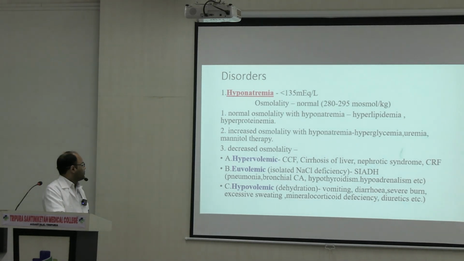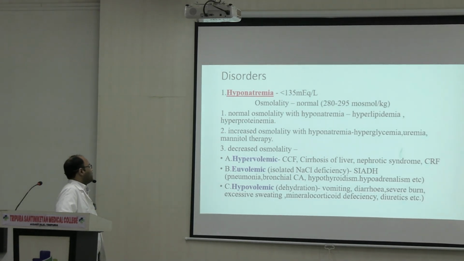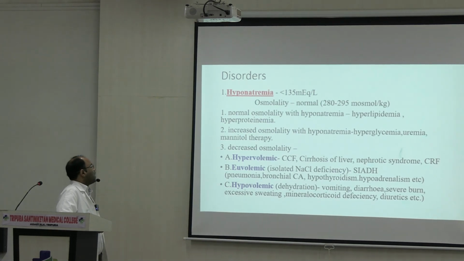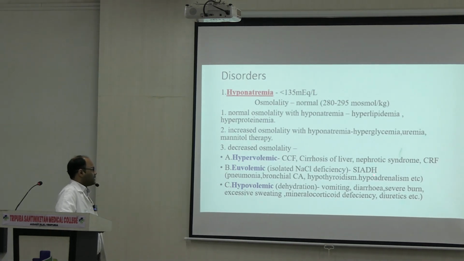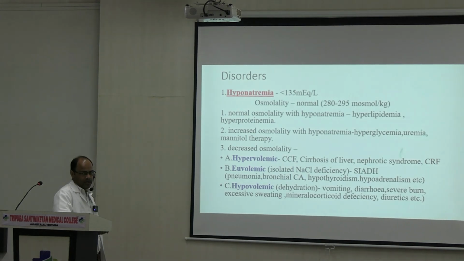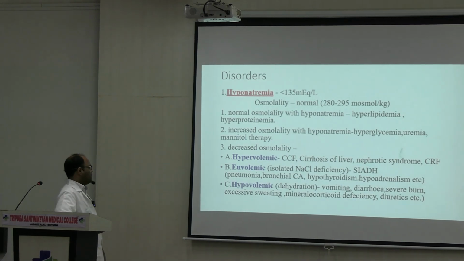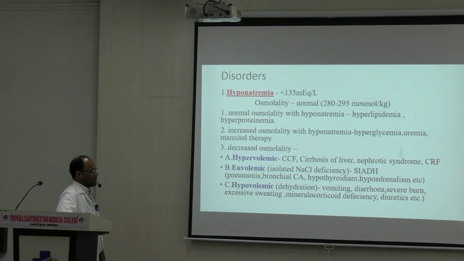Okay. Next is euvolemia. The patient is volume normal, but the patient is suffering from hyponatremia. Conditions like SIADH, syndrome of inappropriate antidiuretic hormone. I am coming to it later. Just remember this term. Examples include pneumonia, bronchial cancer, hypothyroidism, hypoadrenalism, etc.